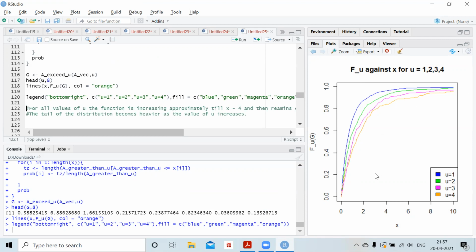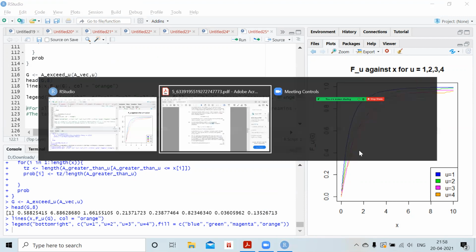Okay, the tail of the distribution obviously is becoming heavier as the value of u increases. If you see, as the value of u increases, the distribution is becoming more on the heavier side. It's increasing, and there's more bend towards the x-axis. Any other comments which you want to add, you can add.